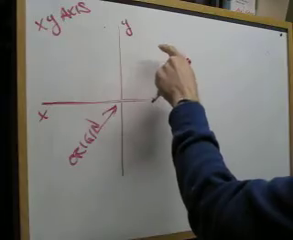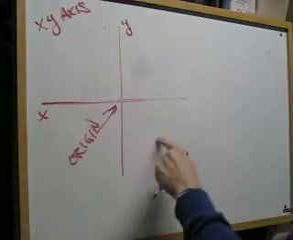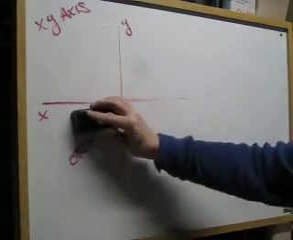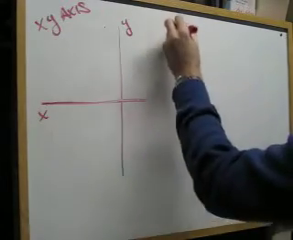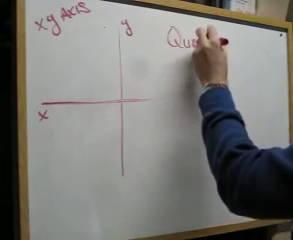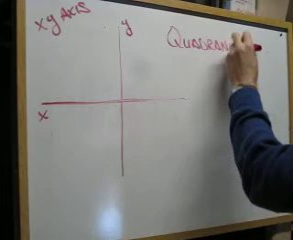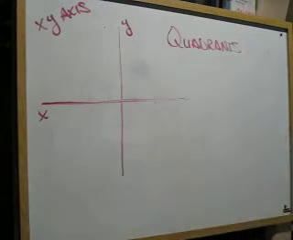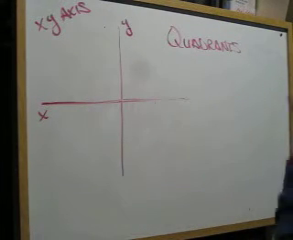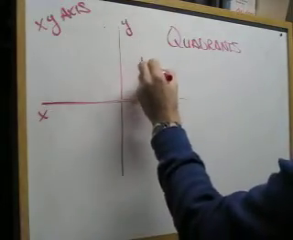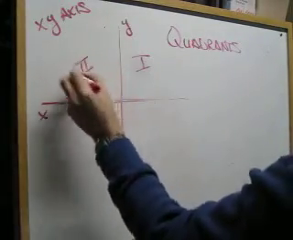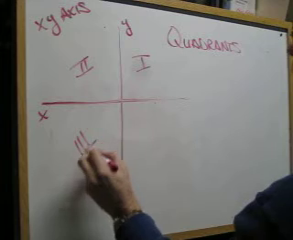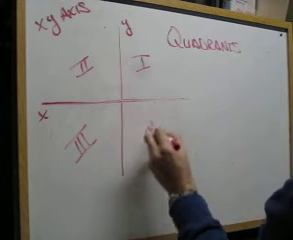and we have a name for each of these four areas here. These four areas are called quadrants, Q-U-A-D-R-A-N-T-S, quadrants, and there's four of them. And they're labeled with Roman numerals. This is the first one. This is the second one, counterclockwise. This is the third one. And this is the fourth one.